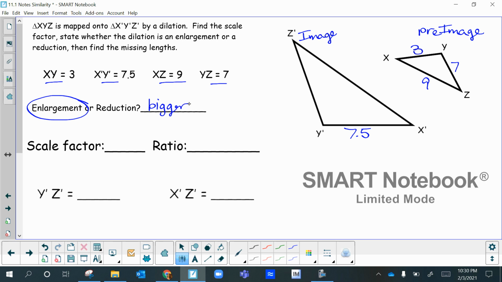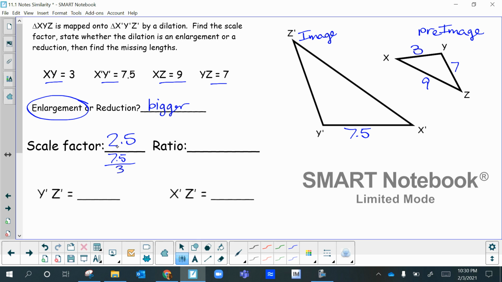So what is our scale factor? How many times bigger did it get? Okay, so it went from 3 to 7.5. I know those aren't such pretty numbers, but the way you can easily figure that out is divide and see how many times 3 goes into 7.5. So let's get our calculator if you don't know that. 7.5 divided by the 3, so 2.5. So our scale factor is 2.5. And remember, since it's getting bigger, that's what we want our scale factor to be, larger than 1.